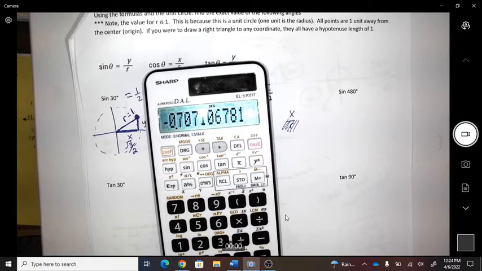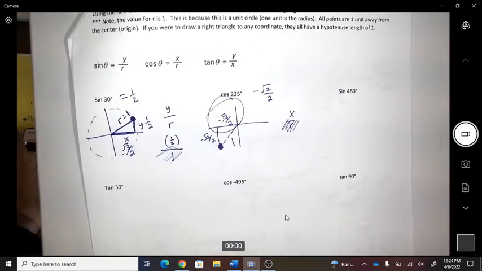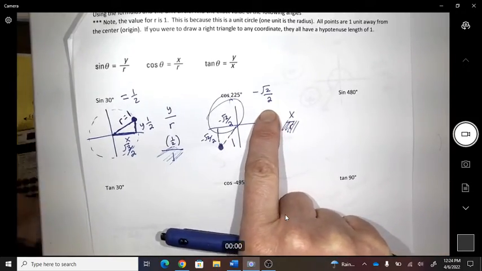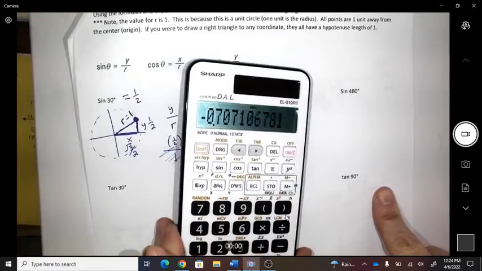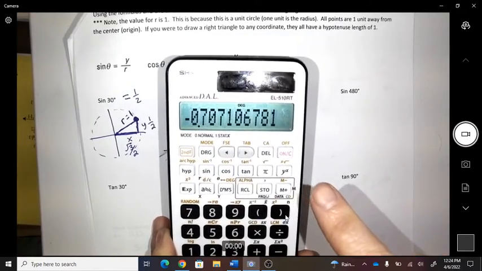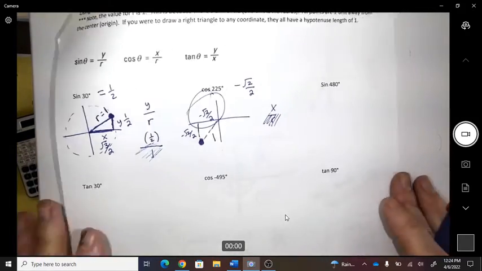What is negative root 2 divided by 2? Negative 0.707. Okay? This stuff, in grade 12, you do it so much. So it's always about exact value, which is something that looks like this. This is not something exact because you're going to have to round it. Eventually you're going to have to round that, right? Okay.